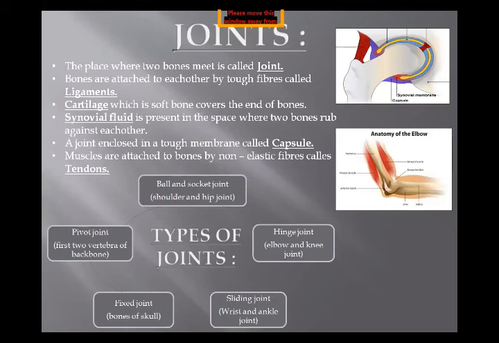The fixed joint. There is a joint which is immovable, which cannot allow any type of movement. These are the bones of the skull. Actually, your head, your skull, is also made up of the joint which is called the fixed joint, and it cannot move.